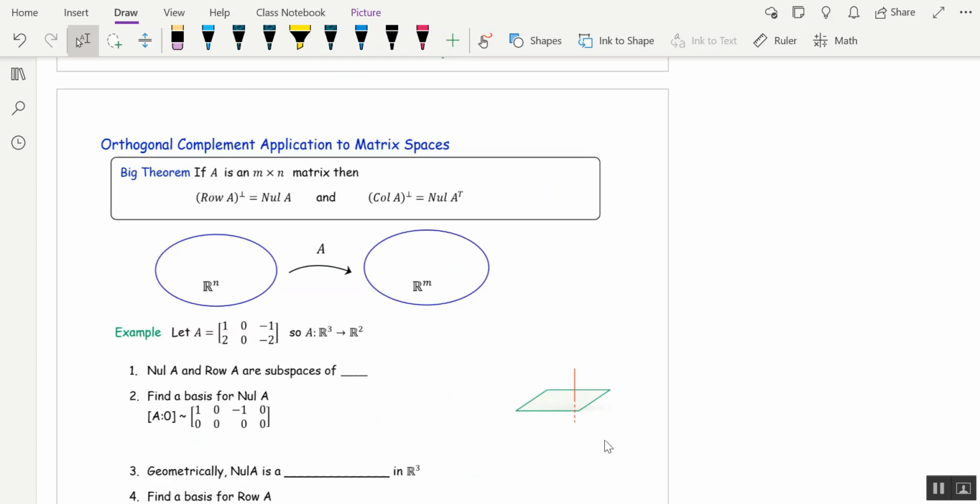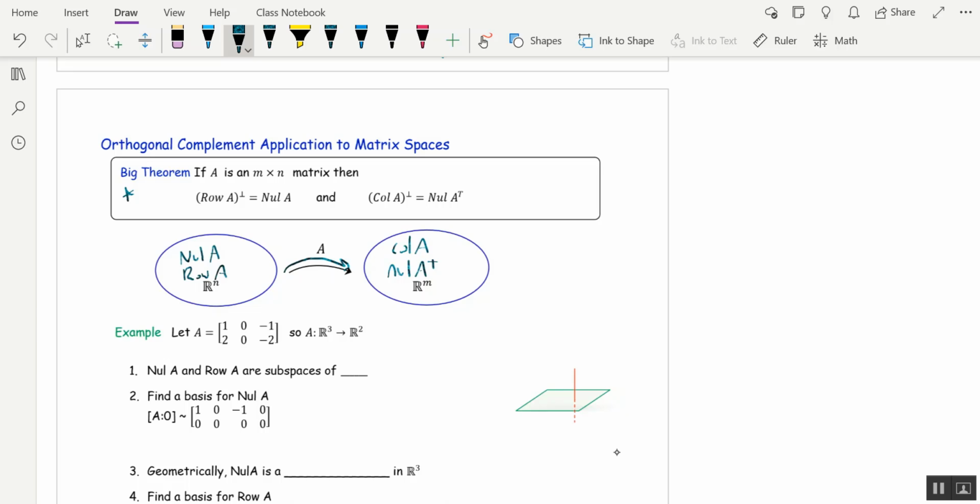Okay, I'm going to finish up with a super interesting application of orthogonal complements. Recall if A is m by n, A is a map from Rn to Rm. And over here in Rn, we had null A and row A. Those are subspaces of Rn. And over in Rm, subspaces were col A and null A transpose. And this theorem up here says that those aren't just random subspaces, they're orthogonal complements.